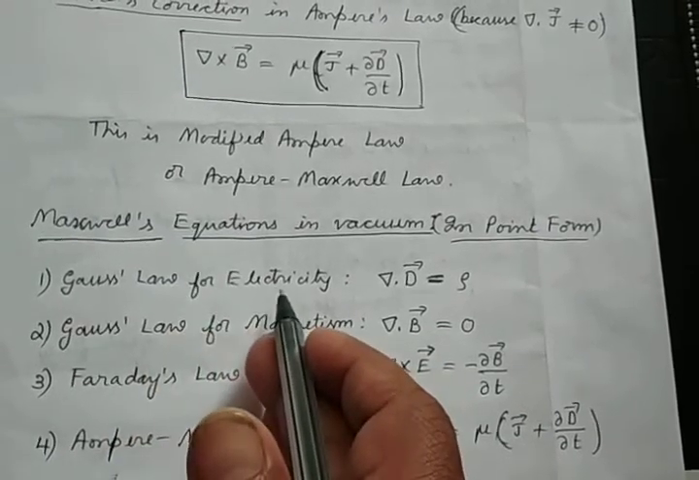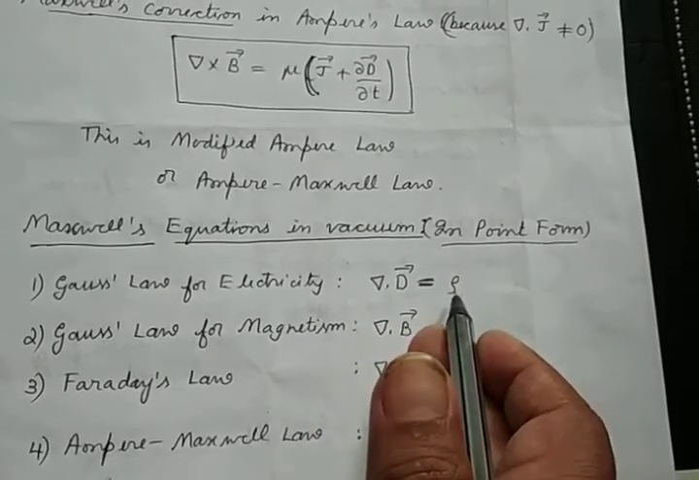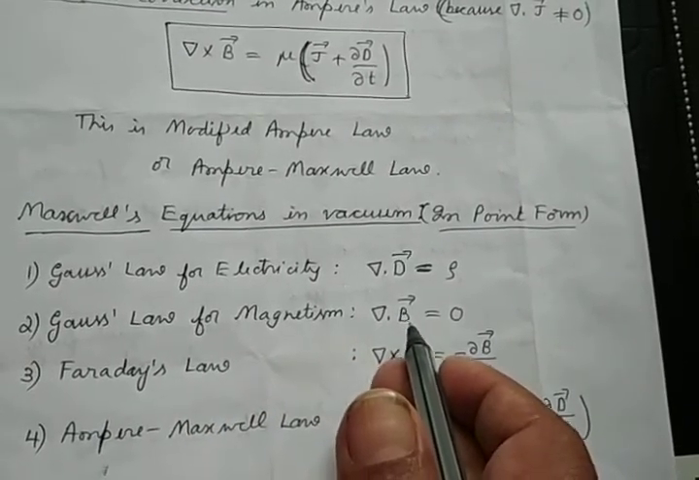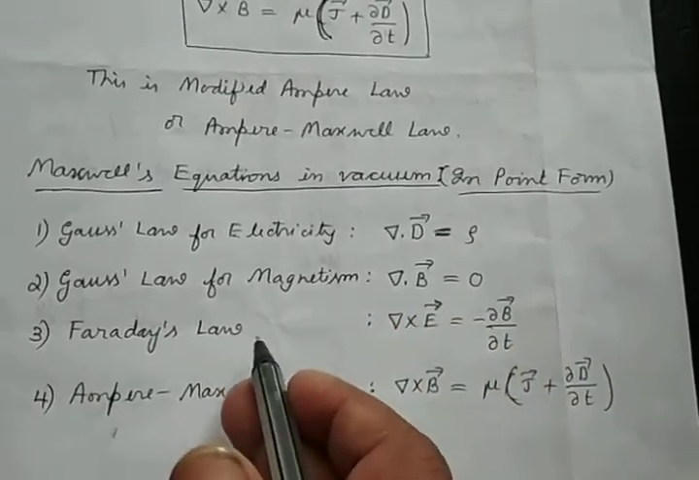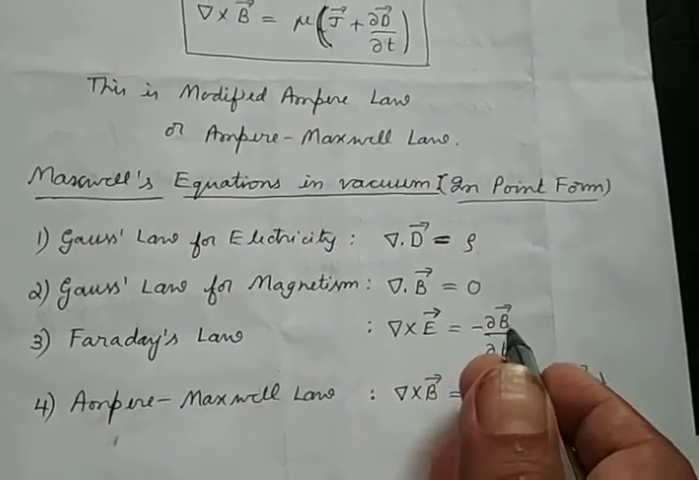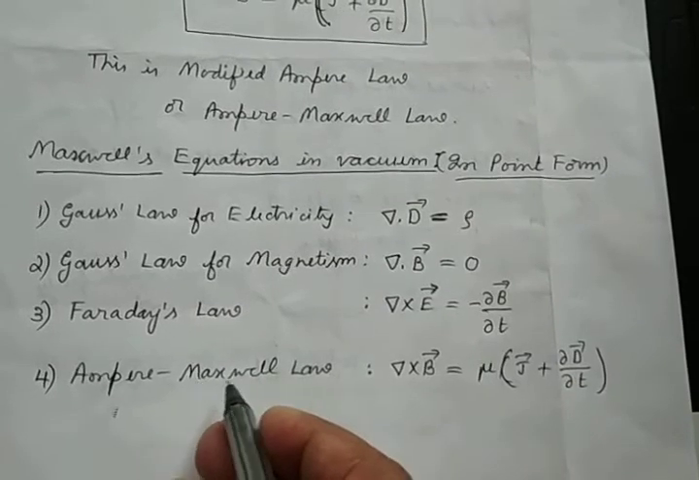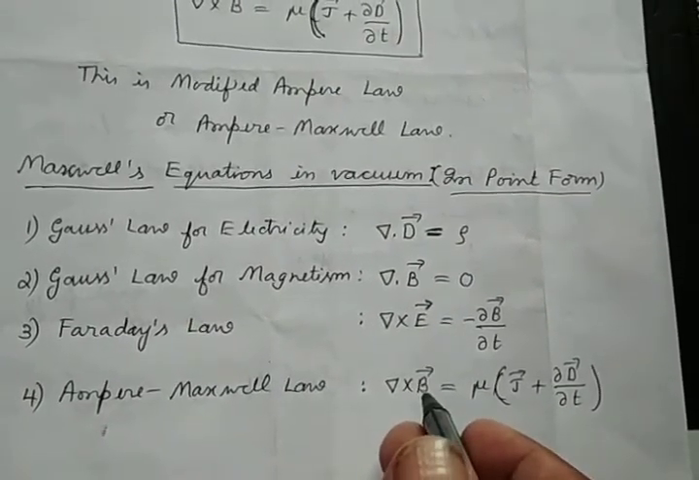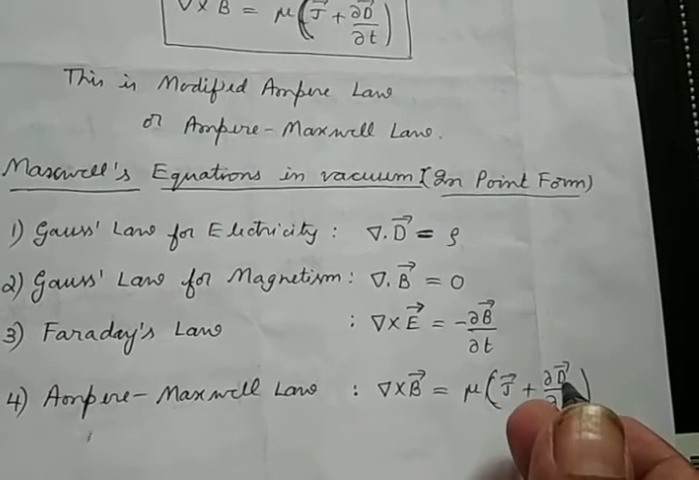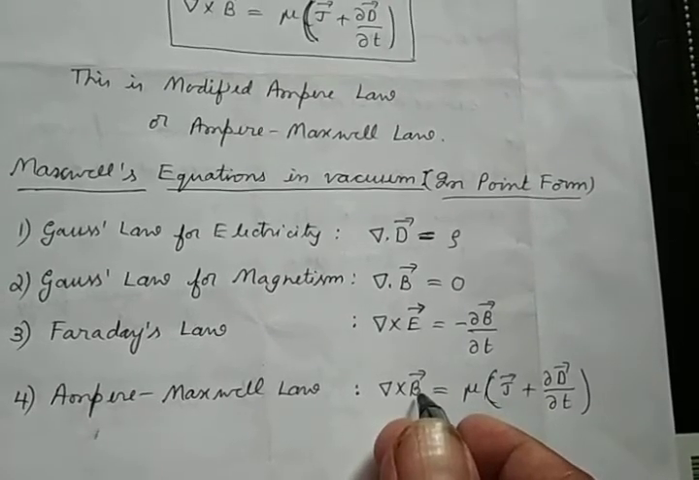So we can summarize again. The Gauss law of electricity: divergence of the electric flux density vector D bar is equal to rho, the charge density. Gauss law for magnetism: divergence of magnetic flux density vector B bar is equal to 0. And Faraday's law of electromagnetic induction: the curl of the electric field vector is equal to minus dou B bar by dou t, where B bar is the magnetic flux density vector. Now we got the Ampere Maxwell law, that is the curl of B bar is equal to mu times J bar plus dou D bar by dou t, where D bar is the electric flux density vector, J bar is the current density vector, and B bar is the magnetic field vector.